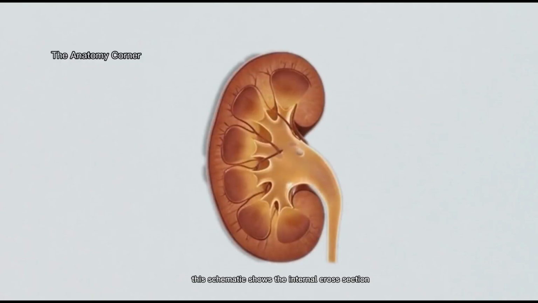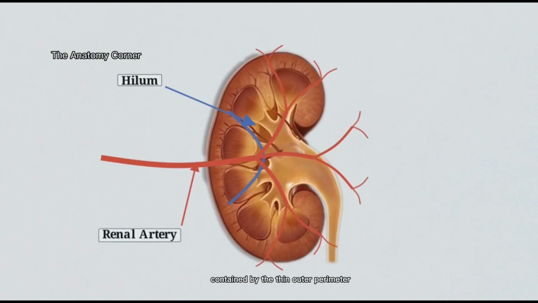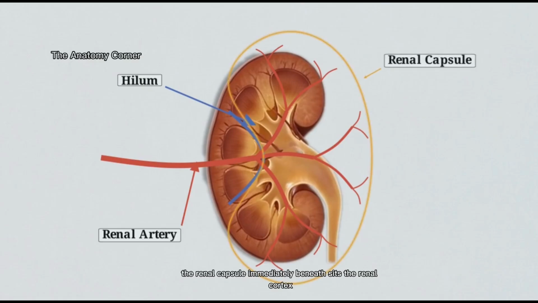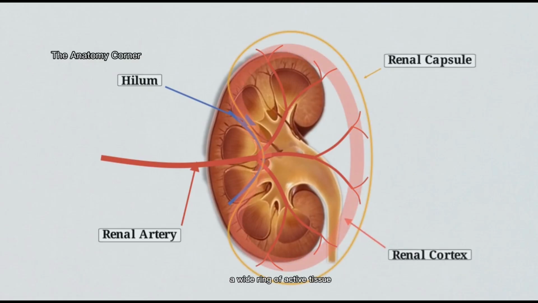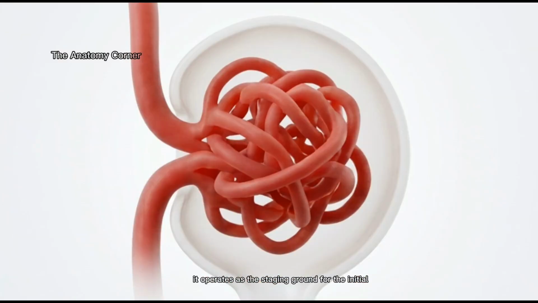This schematic shows the internal cross-section. The indentation is the hilum. The red renal artery enters here. Pressurized blood forces through, branching outward, contained by the thin outer perimeter, the renal capsule. Immediately beneath sits the renal cortex, a wide ring of active tissue. Because of the outward branching of the arterial network, the cortex serves as the primary destination for the raw blood supply. It operates as the staging ground for the initial high-pressure processing stage.